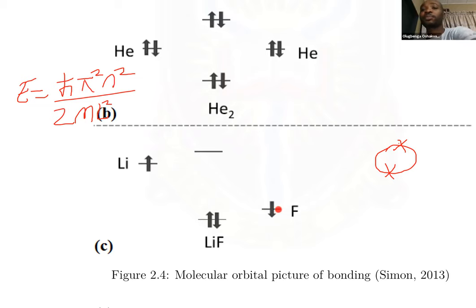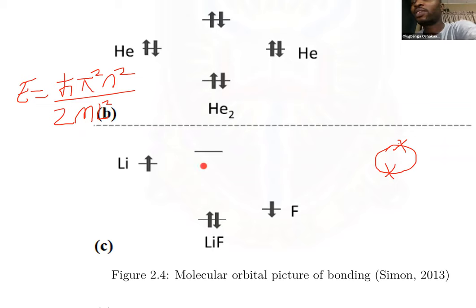And when lithium and fluorine form a bond, the newly created bonding orbital has a lower energy compared to those of lithium and fluorine. So that means this will be favored.